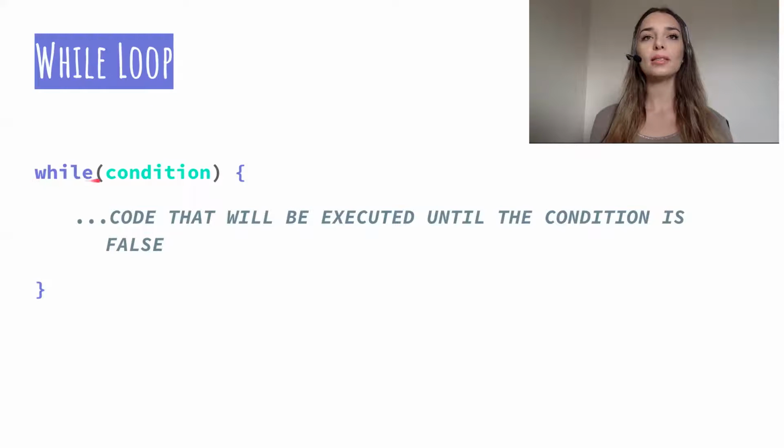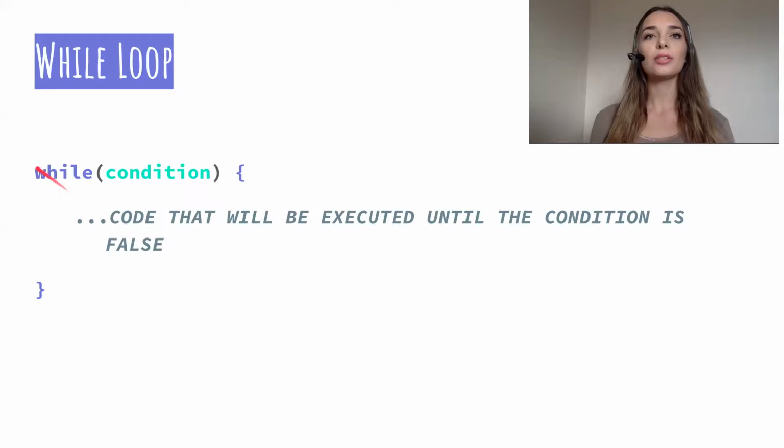A while loop has a condition, just like how if statements had a condition. So this condition has to be something that is either true or false, and it goes within these parentheses. And then we have our opening and closing curly brace. Within our curly braces, we have the code that we want to iterate.